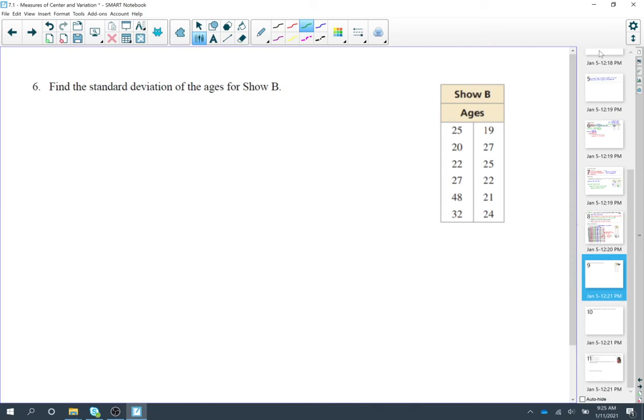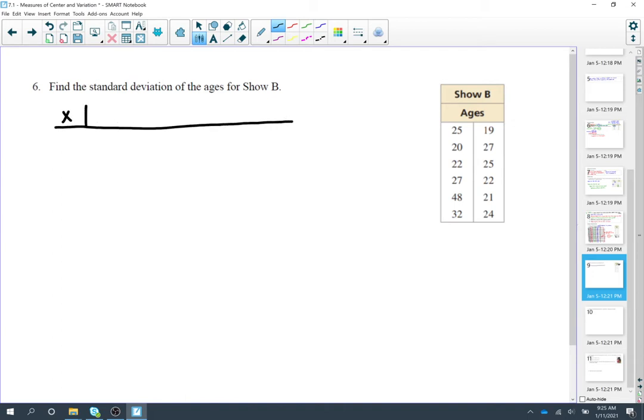Example 6, find the standard deviation of the ages for show B. Okay, so once again, if we're going to find the standard deviation, we're going to start with a table, we're going to set it up, and then after we get everything set up, then the real work will begin.